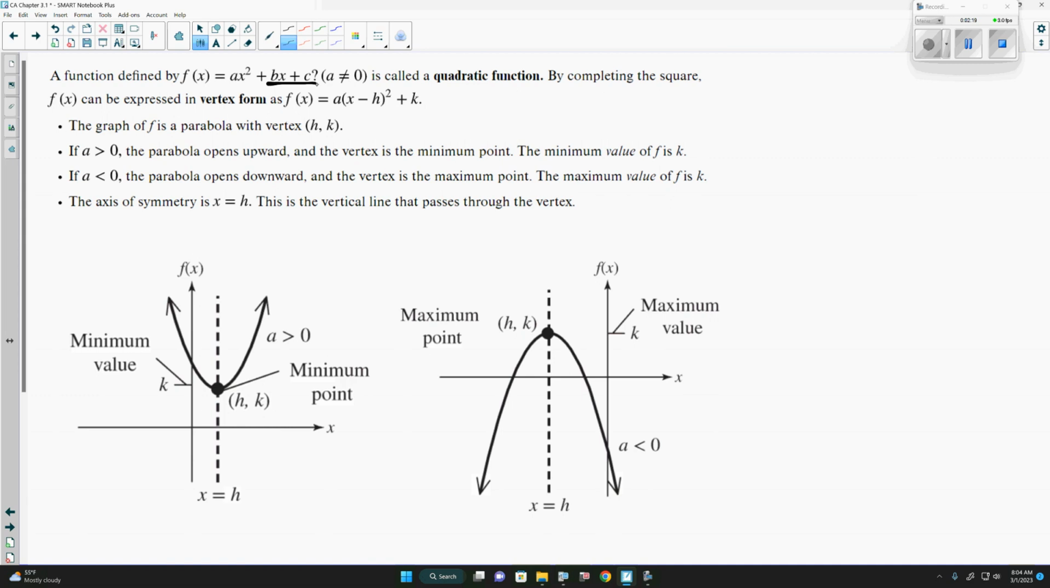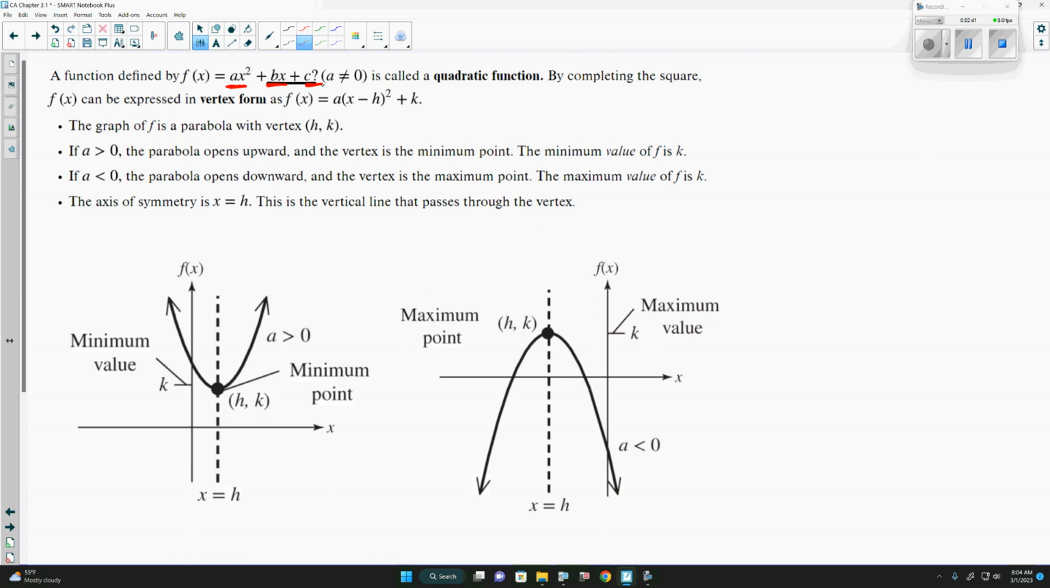We need that square term for it to be considered a quadratic. So this is kind of a side note. The ax squared is what we call the quadratic term. Bx is what we call the linear term. And c is called the constant term. It's just a side note. We don't necessarily need that, but that is what we would consider those.